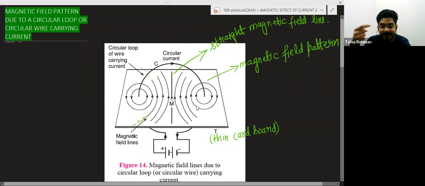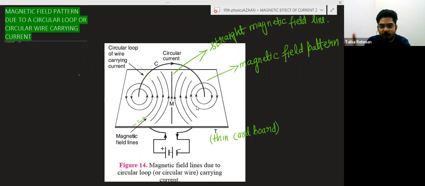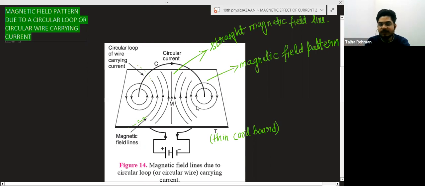Here, the pattern of the magnetic field lines will be somewhat different. When you see near the wire, there are concentric circles. And when you move in this direction, the radius of these concentric circles will increase. And at this point, the magnetic field line will be almost straight. Same is the case from this side.